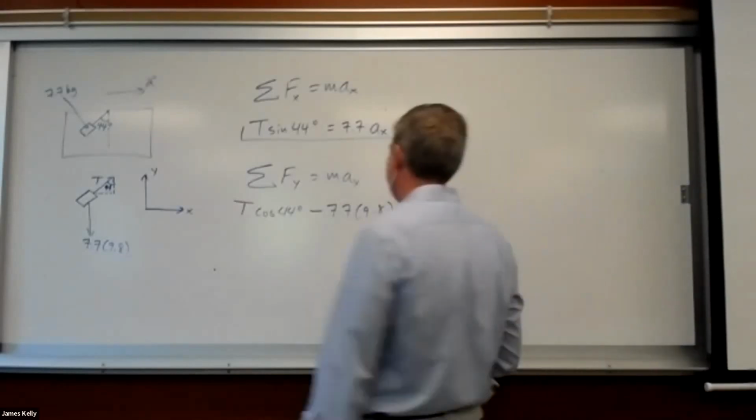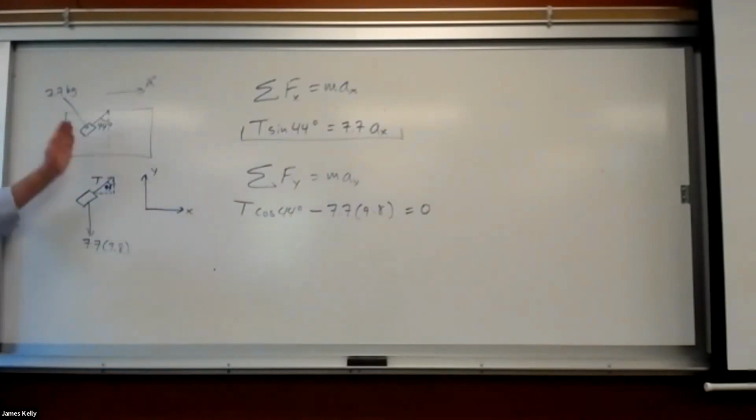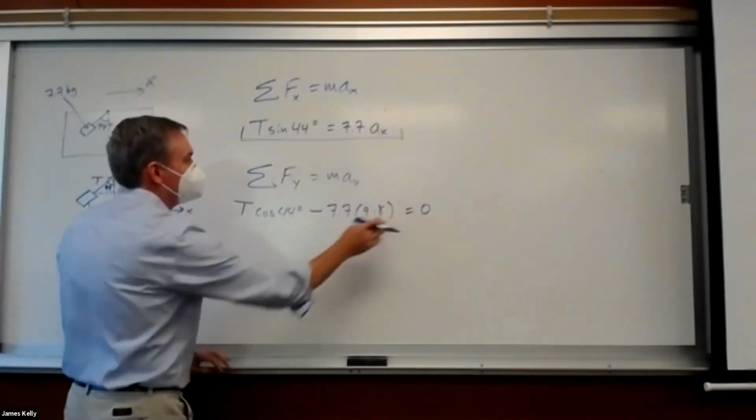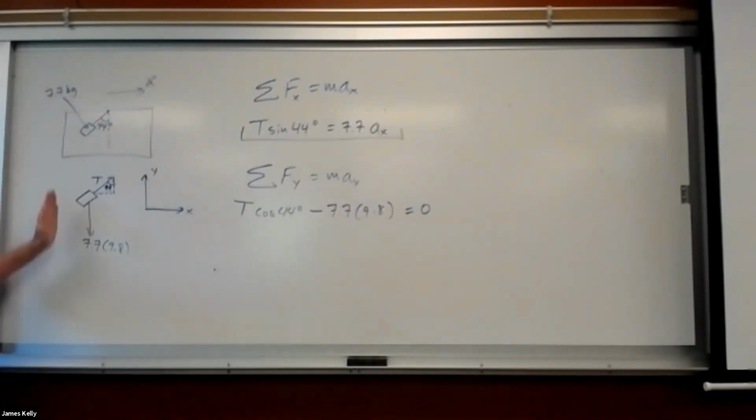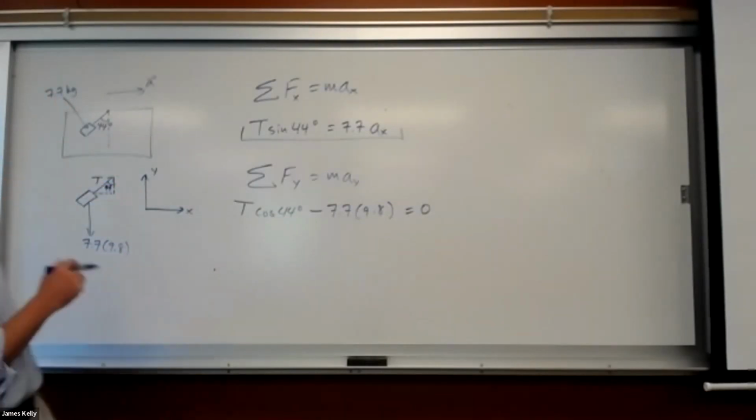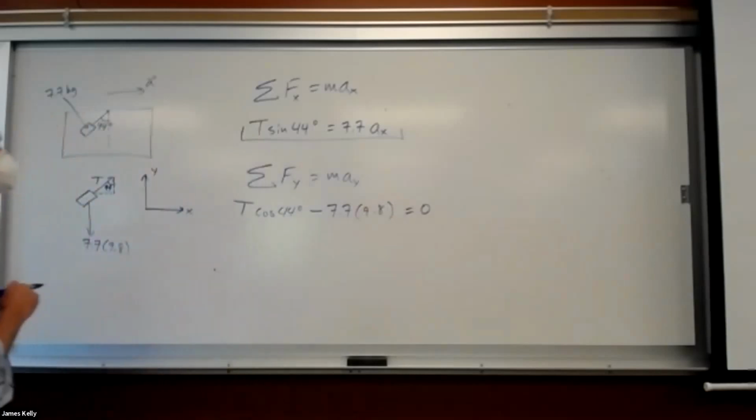Yes, they have to balance out in this case because ay is 0. It's worth thinking about. Don't make an assumption that it's automatically 0, but in this case, there's no acceleration along that direction. All the acceleration is along this direction. That's why we chose our axis that way, so we could take advantage of that.